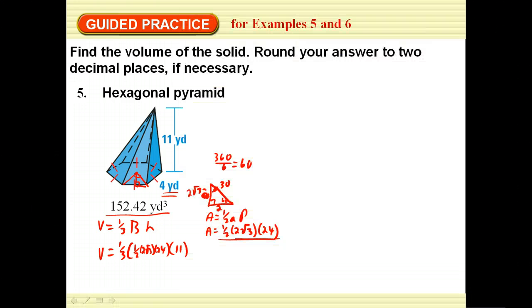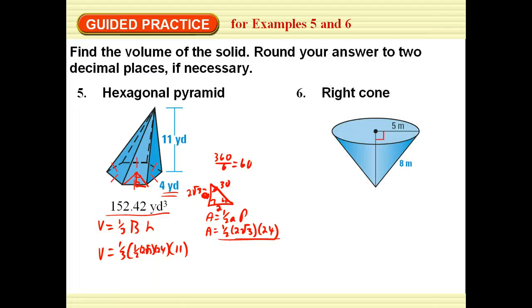So let's get rid of that and go back to our program here. A right cone. We want the volume of this right cone. What I need is 1/3 of the area of the base times the height. Remember, my area of my base is a circle, so it is pi r squared. So pi times 5 squared, and then multiply that times the height of 8, and that should give us the volume of that right cone.